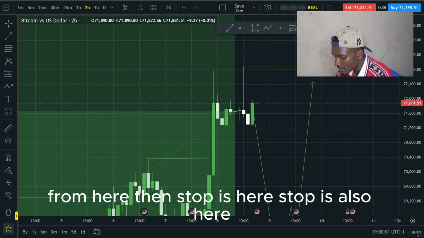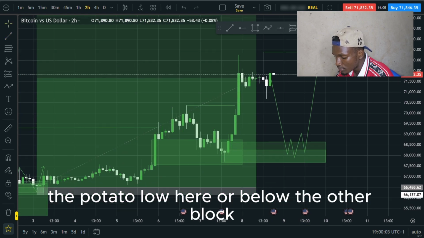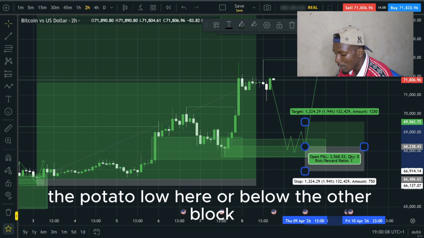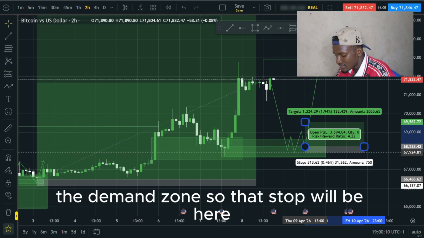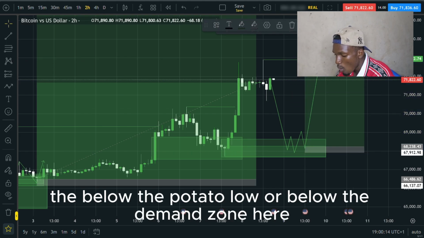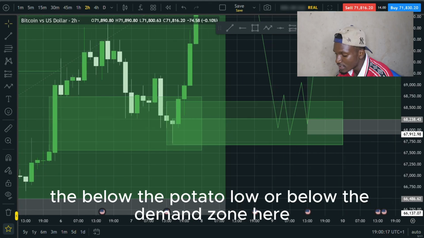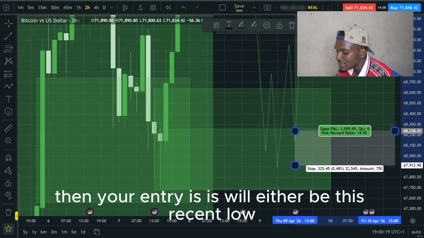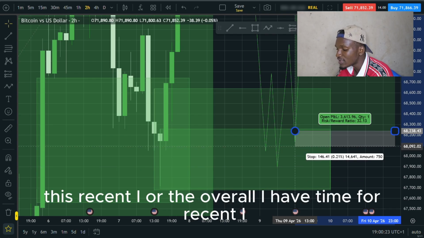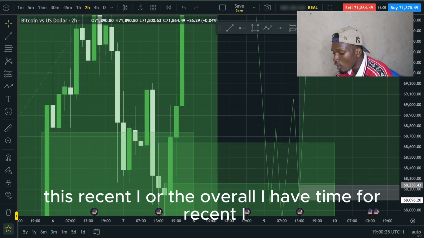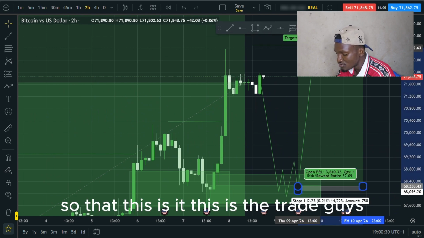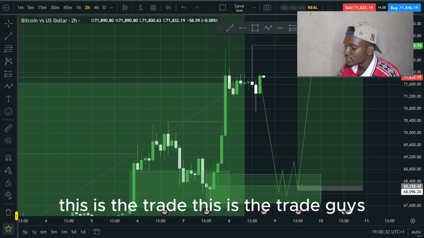Then the stop is just here, the protected low here, or below the order block, the demand zone. See that the stop will be below the protected low or below the demand zone here. Then your entry will either be with this recent high, or the overall higher time frame recent high. So this is it. This is the trade, guys.